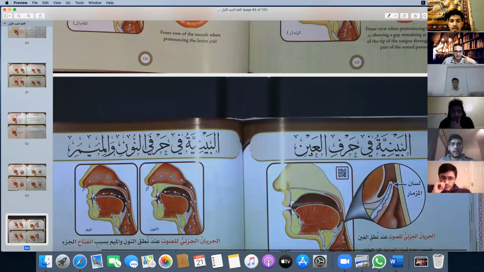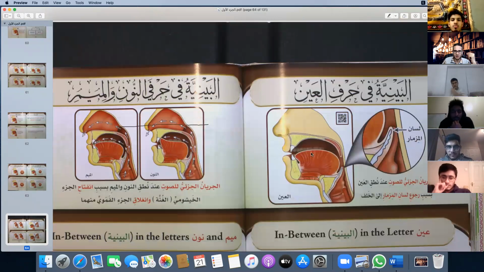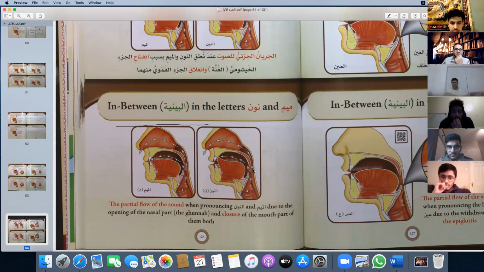In a similar way, I have also bayniya in noon and meme, but with noon and meme, the oral part is totally closed, and I open the nasal cavity. With noon, I have my tongue here. I close the oral part totally. So if I were to close my nose, the sound wouldn't be able to come at all.